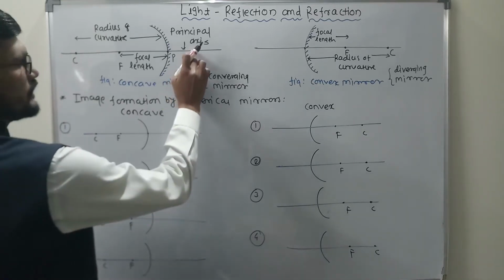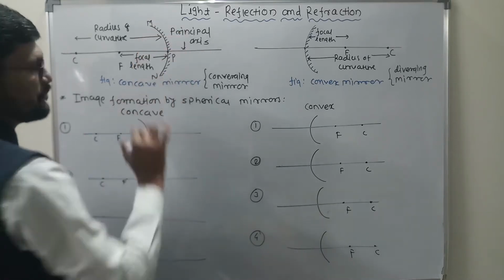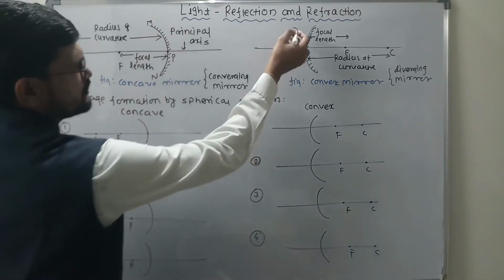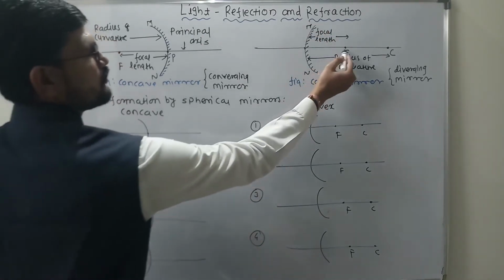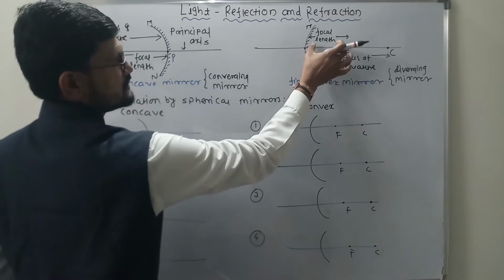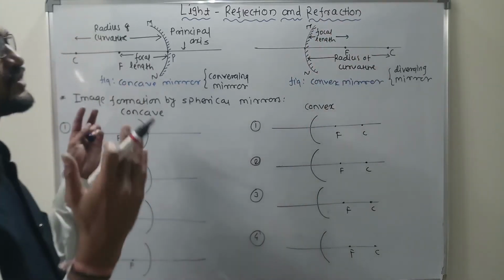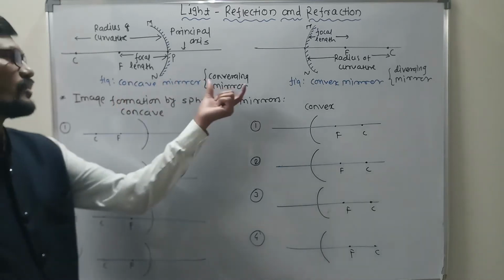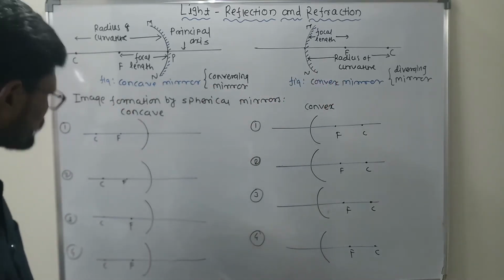Now this is also called the principal axis, and this MN is the aperture, that is called the diameter. Similarly, same thing, this is the M and this one is N. So this is the focus and this is the center of curvature. This distance is called the focal length, and this much of the distance is called the radius of curvature. This mirror is called the converging mirror, and that mirror is called the diverging mirror.